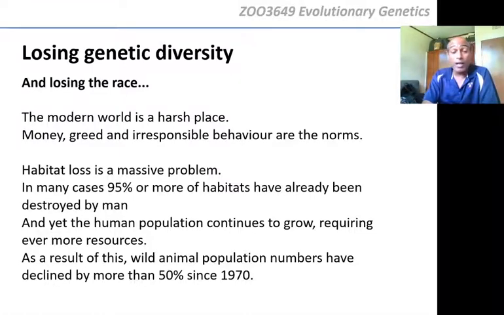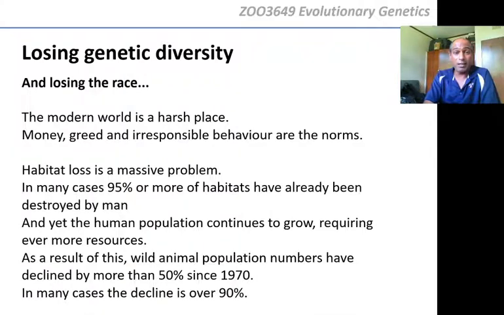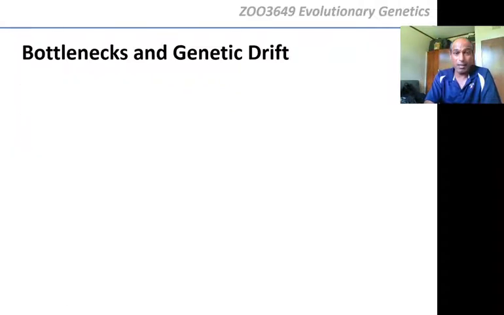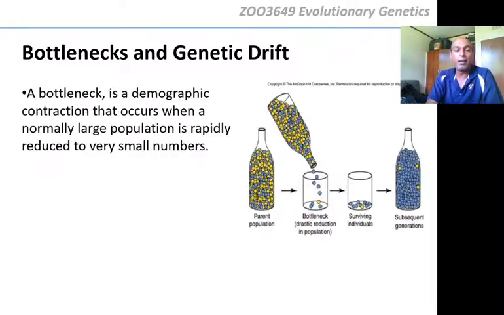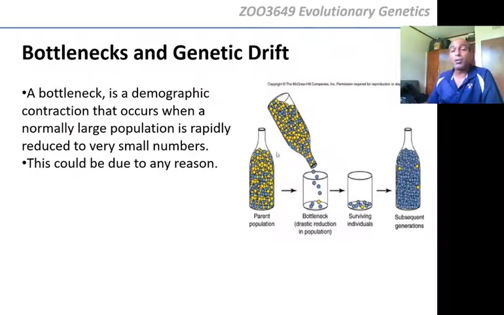Already animal numbers have declined since 1970, and seriously declined. So that leads to bottlenecks. When numbers crash, it leads to what we call a bottleneck. It is a demographic contraction when a normally large population is rapidly reduced to small numbers. It's called a bottleneck because first, the population was this big fat size. Then the population got forced through a very small size here. That's the neck of the bottle, see?